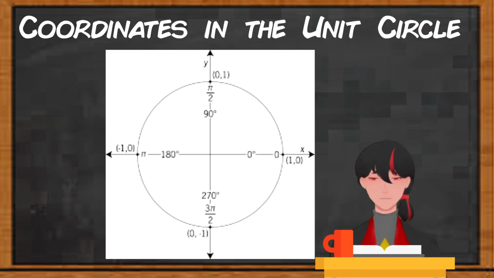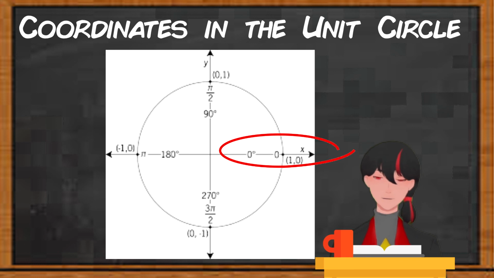Alright, so now that's out of the way, in the unit circle there are also coordinates involved. Now, here are the different coordinates in the unit circle. For 0 or 360 degrees, the coordinate is 1, 0. Remember, 360 degrees is also 2 pi radians.